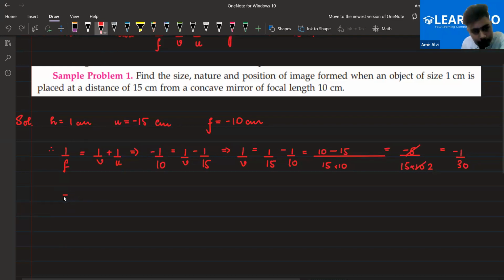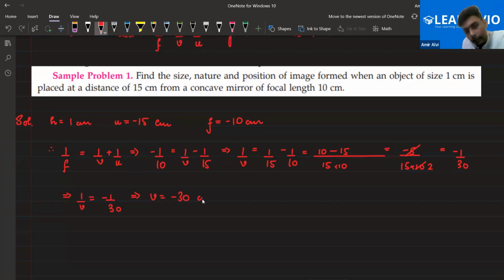1 by v is coming out to be -1 by 30. But I need the value of v, not 1 by v, so I will be taking the inverse of it. So v will become -30 centimeter.